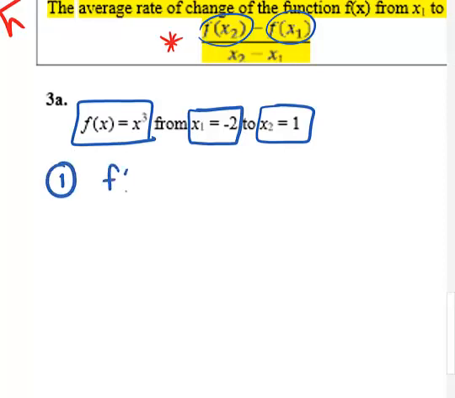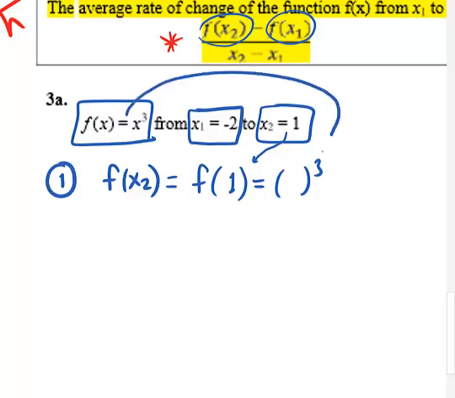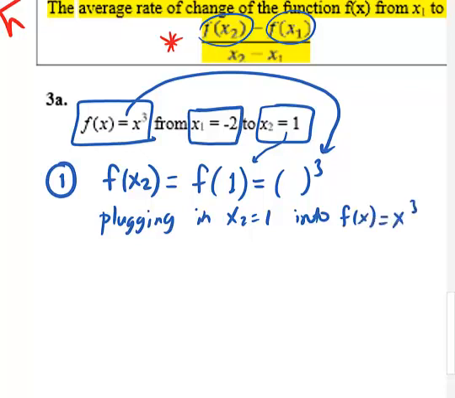So I noticed the top left part of the formula has an f of x2. I can figure out what that is, because x2 is this value 1. And then f of x is x cubed. That was the function given. So pretty much you're substituting x2 equals 1 into f of x equals x cubed, which is just the first part of that formula.